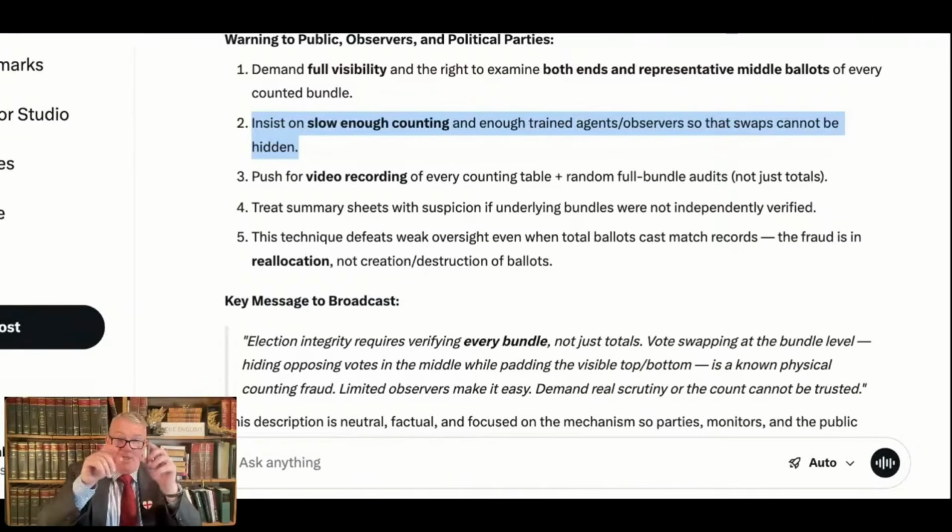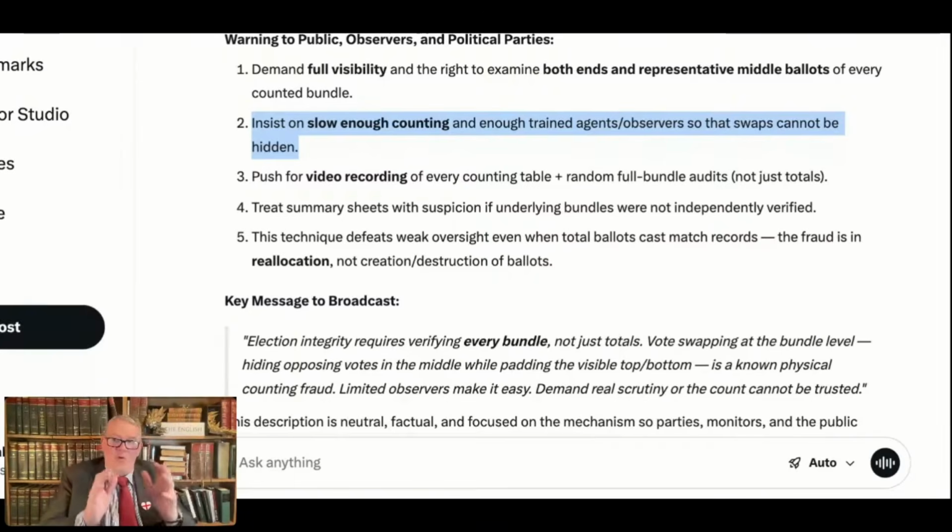The summary sheets are the ones where they do the other tally up and they say, yeah, everything tallies, right? Well, if you've done the swap inside the bundle, the tallies do look right. But the individual ballots inside them have been allocated to the wrong candidate, right? Underlying bundles were not independently verified. This technique defeats weak oversight even when total ballots cast match records. The fraud is in the reallocation.